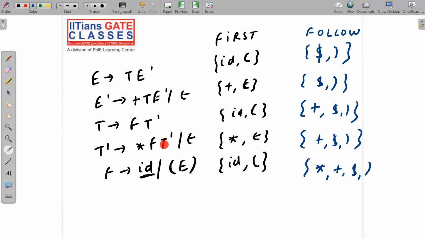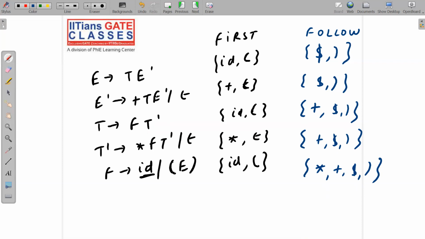Here we are finding F. Follow of F will be first of T dash. We have already considered it. So T dash is going to null. So follow of F will be follow of T dash. Follow of T dash you have to find: plus dollar closing bracket. We have already considered it. So anything extra? No. That's it. So this is our final answer. Okay. So these are the follow sets.